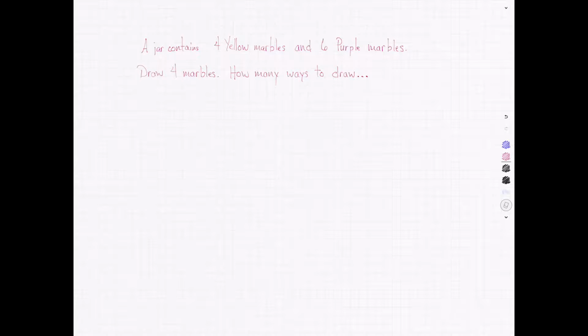And the problem reads this. A jar contains 4 yellow marbles and 6 purple marbles. Draw 4 marbles. How many ways to draw? And then I've written dot, dot, dot. So let's try this. We'll call this part A. How many ways to draw 2 yellow marbles?